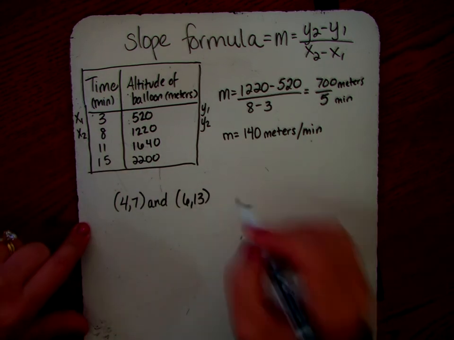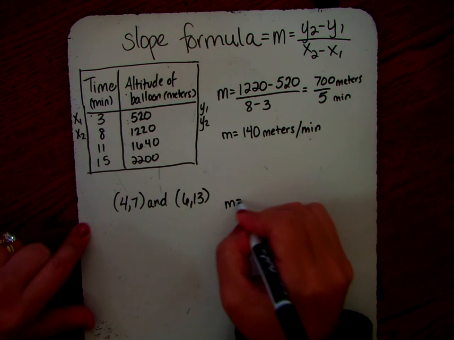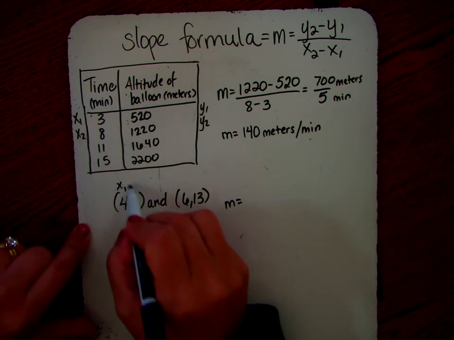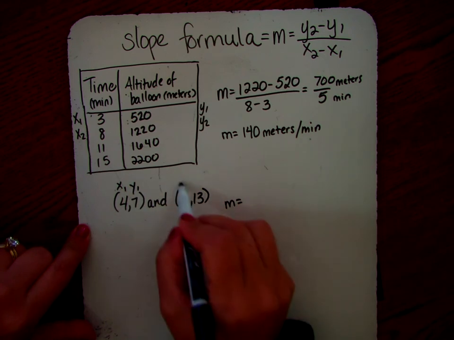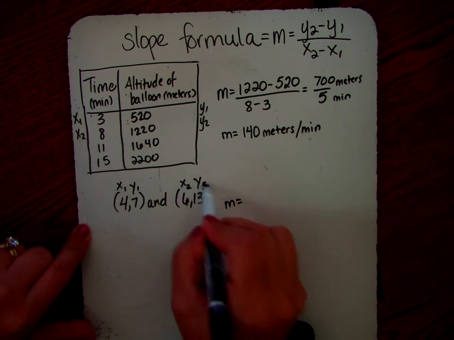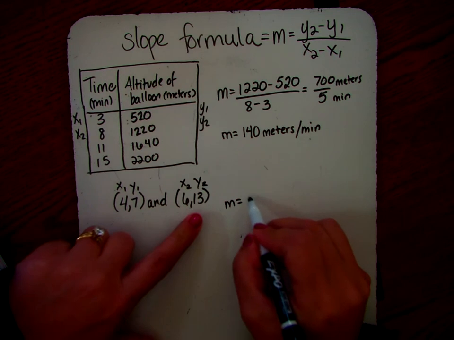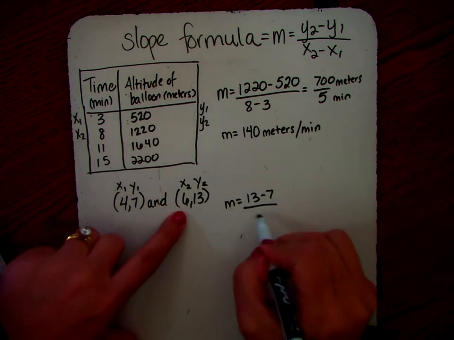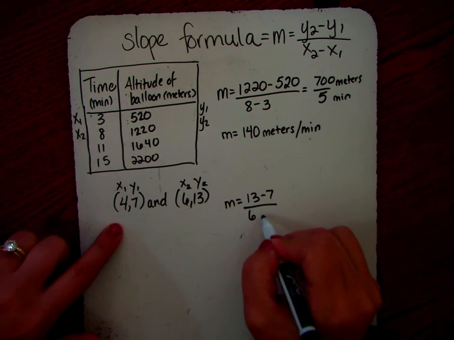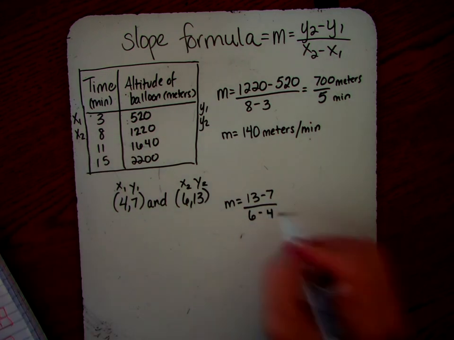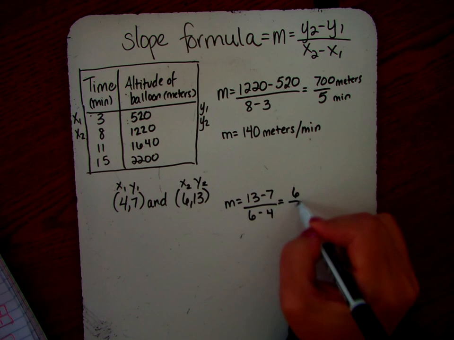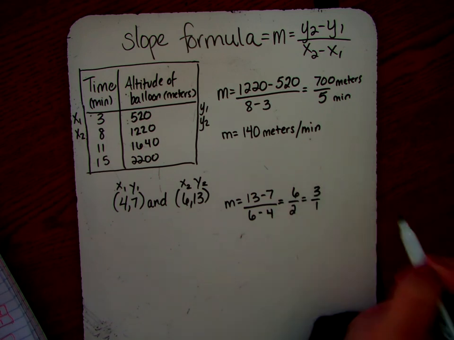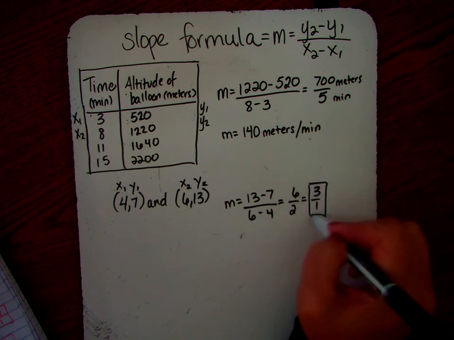We are going to fill in everything just like we did. The first set of points, x1, y1. The second set of points, x2, y2. Okay, so on the top I'm going to have 13 minus 7 divided by x2, which is 6, minus x1, which is 4. That's going to get us to 6 divided by 2, and then 3 over 1. So that is our final answer for that one.